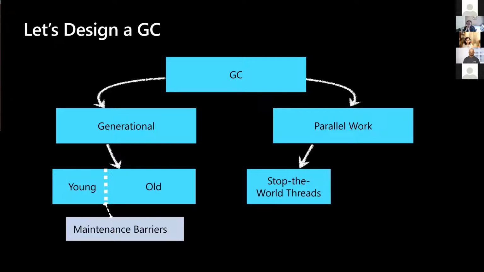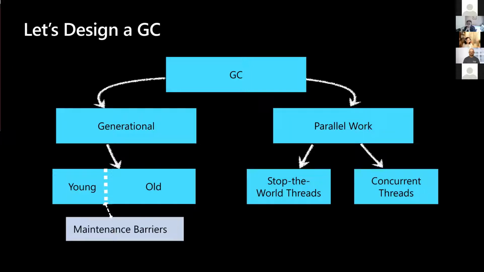Okay. So that's why basically the parallel work is dependent on the stop the world threads, like the work that's done by the stop the world threads. And sometimes if latency is a concern, you can also divide the parallel work into concurrent threads, which are working with the application. So these are just two directions of GC that can happen just to make sure that the work happens faster. Okay.